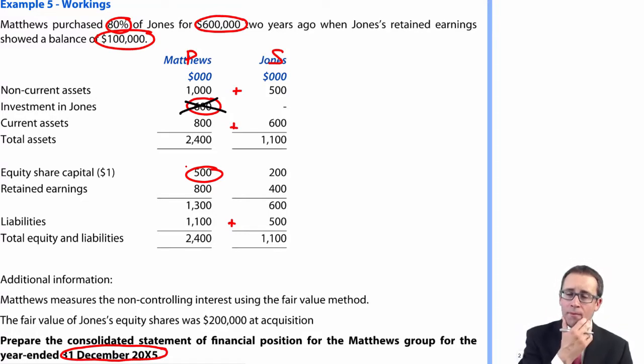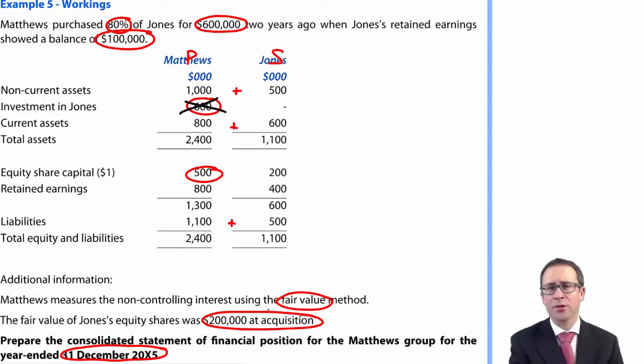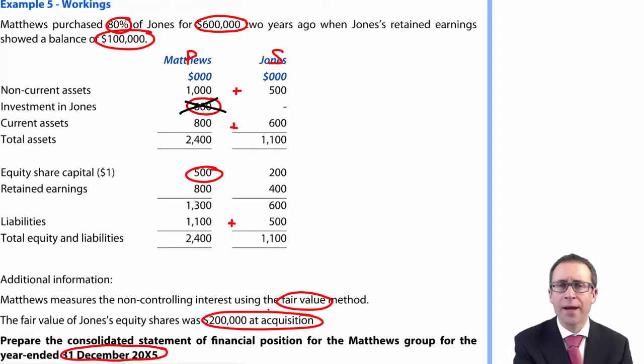Again, remember in working number 1, it also wants us to go through and think about how we measure the NCI, not just what the percentage is. So that 20% NCI here is based on the fair value method. Okay, and that fair value, we are told, was 200,000 at acquisition. No need for us to go through there and calculate it in this respect.